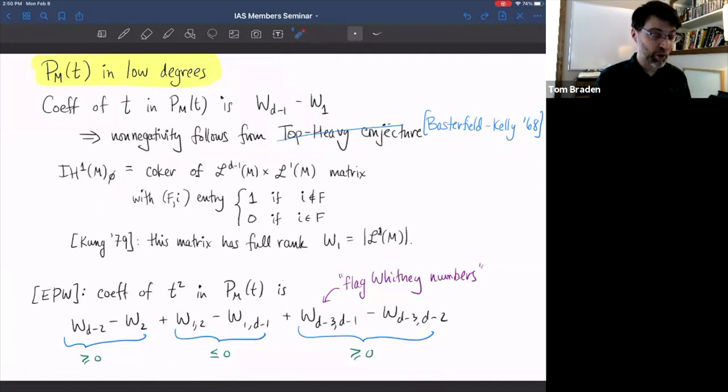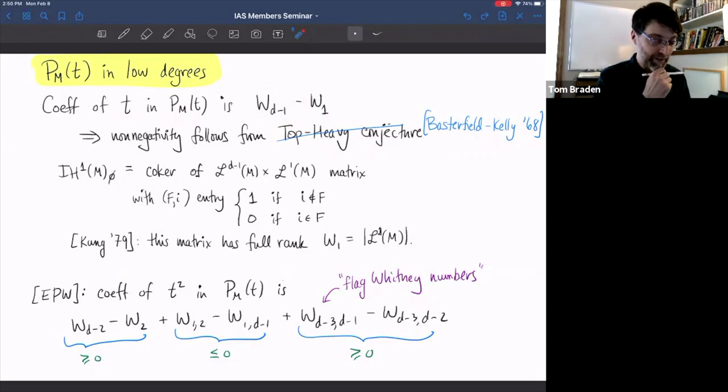Well, the degree zero, the constant coefficient, is always one. That's just trivial. But the coefficient of T in this polynomial is the number of D minus one flats minus the number of rank one flats. And that's a familiar friend from the beginning. It's a special case of the top-heavy conjecture, but in fact, it was known back in '68. So the non-negativity of that coefficient is well known.